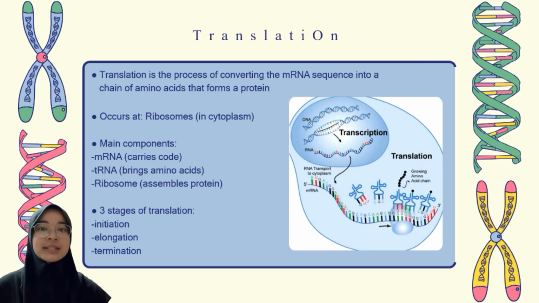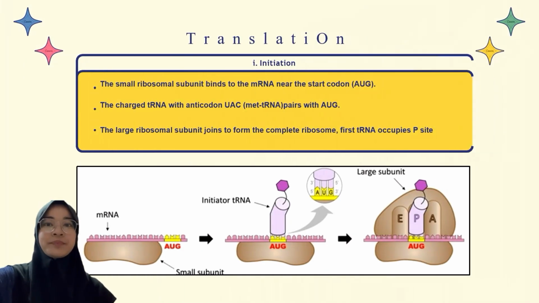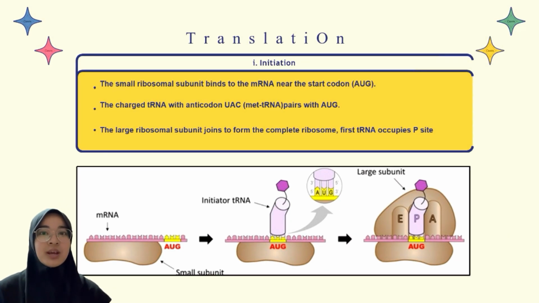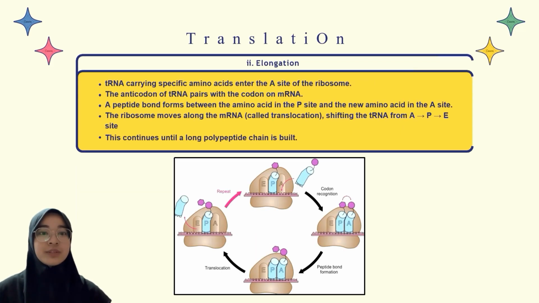Next, translation takes place in three stages: initiation, elongation, and termination. Let's go through each stage in order. First, during initiation, the small ribosomal subunit binds to the mRNA near the start codon, which is AUG. Then, a tRNA molecule carrying the amino acid methionine with an anticodon UAC pairs with the start codon, AUG. After that, the large ribosomal subunit joins to form the complete ribosome. The first tRNA now sits in what we call the P site of the ribosome.